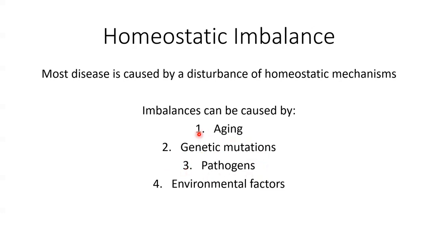Pathogens, such as viruses, bacteria, and fungi, can all alter how our body works and our ability to maintain homeostasis. So a virus, for example, will get into the cells of our body. They will change our DNA. They will replicate the DNA of the virus and therefore make our body less efficient and less able to maintain homeostasis. And then even environmental factors can cause homeostatic imbalances.